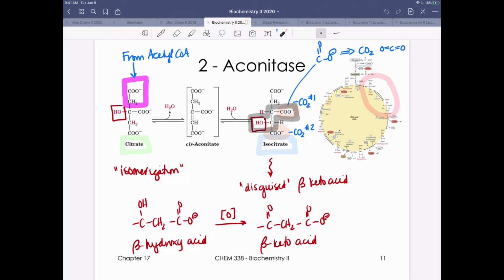We saw chemistry like this when we studied glycolysis, when we saw that we were generating a high energy species because we knew the next step was going to be substrate level phosphorylation. The same thing sort of happens here. So aconitase interconverts citrate with isocitrate. The chemistry is isomerization, and the purpose is to create a hidden beta keto acid.